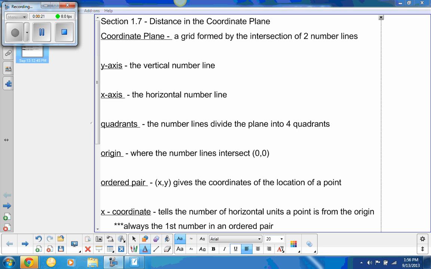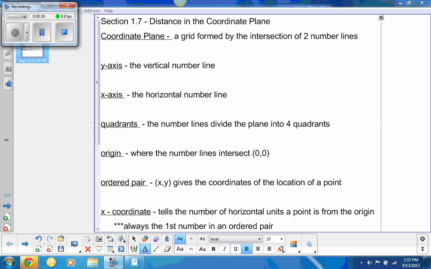First of all, the coordinate plane, that's a grid formed by the intersection of two number lines. So that's where we graph things. We've used it a bunch of times. The y-axis is the vertical number line, so the one that goes up and down. The x-axis is the horizontal number line, goes straight across.